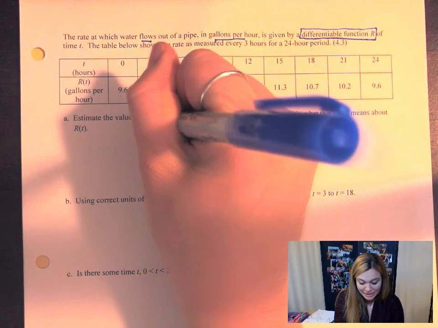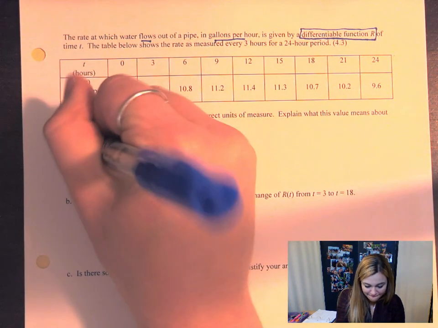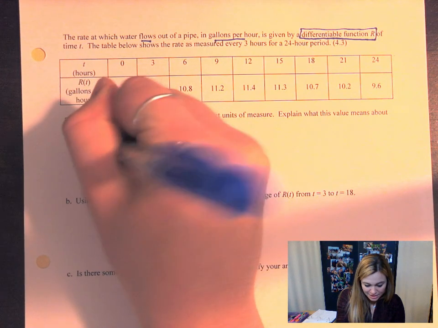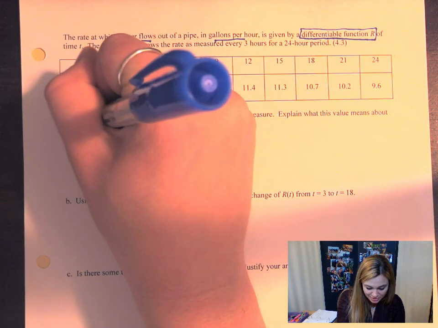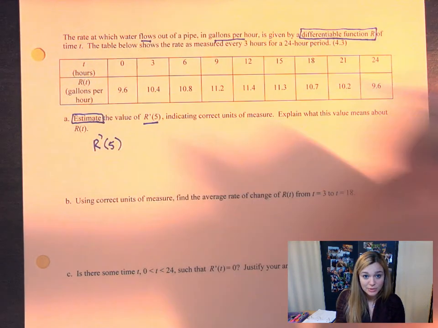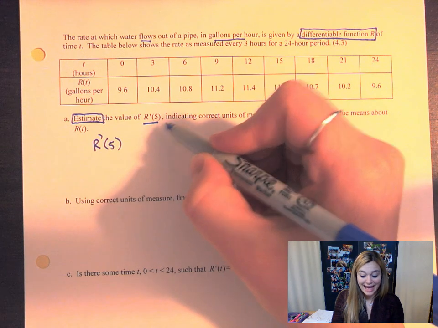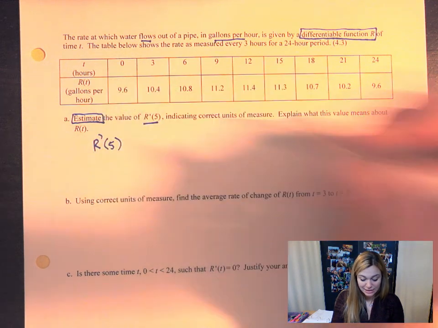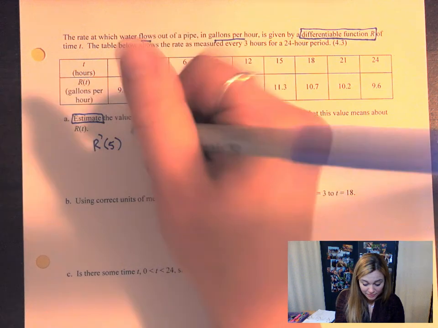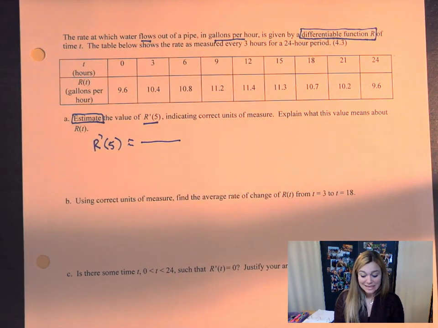This says estimate r prime of 5, indicating units of measure. R prime of 5. As soon as you see this estimate, you're estimating the slope of a tangent. This is the slope of a tangent in r prime of 5. Slope of the tangent of r at x equals 5, or in this case t is equal to 5. Estimating it will always be the slope of the secant line.